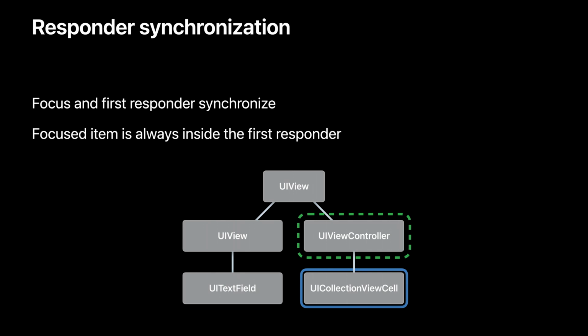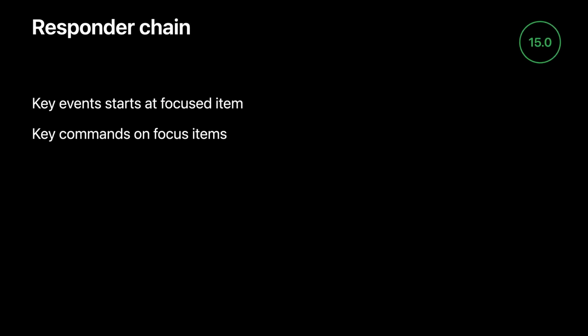Note that the inverse is also true. When the first responder changes, the focus system will try to find a new focusable item inside of that responder. With this relationship between the first responder and the focused item, key events will always be delivered to the focused item and move up the responder chain from there. This allows for some interesting new behavior. For example, if a cell responds to a key command and becomes focused, the key command is delivered to that cell. For ways to use this, take a look at our sample app.